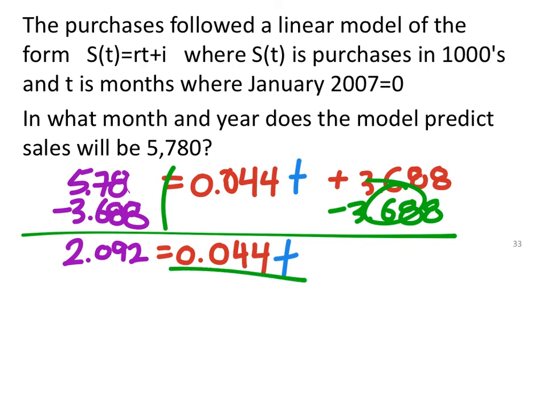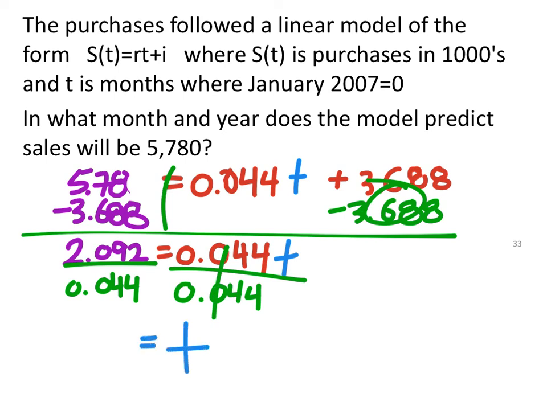And then, of course, the last thing we'd want to do is divide both sides by 0.044 to make that a phantom 1 there. But yeah, if you do it one side, you got to do both sides. So T, this is the month, right? 2.092 divided by 0.044 in my calculator. And, well, maybe we'll round it. It's 47.54. So we'll just round this up into 48 months, okay? So we'll say T equals 48.